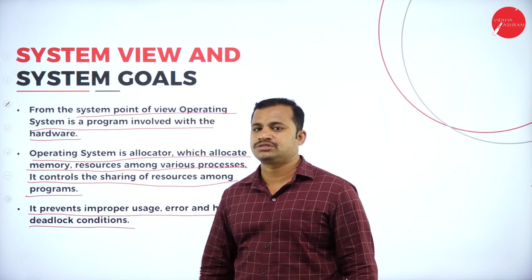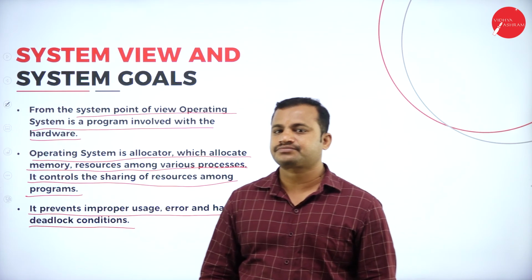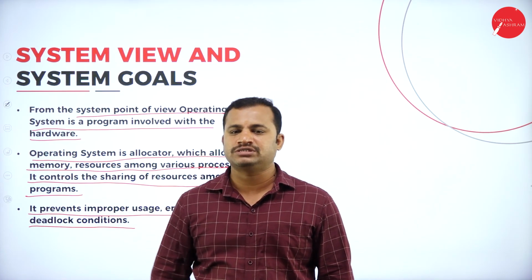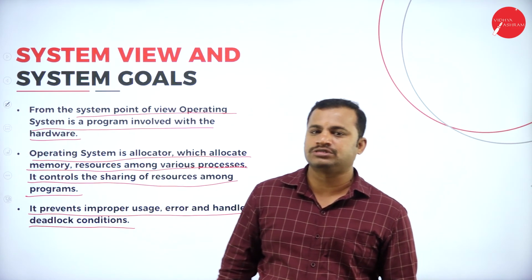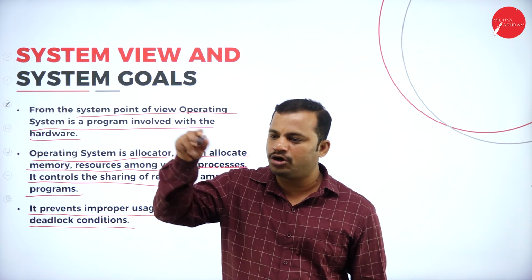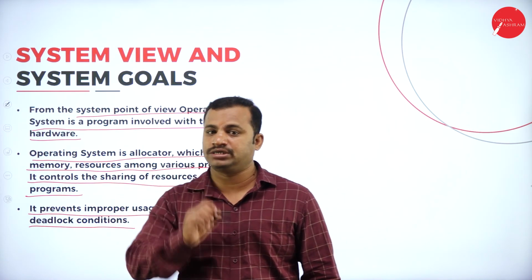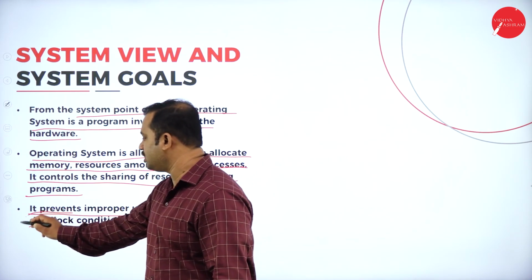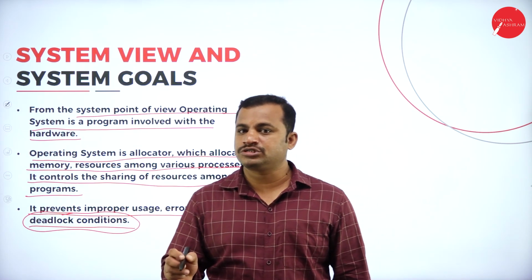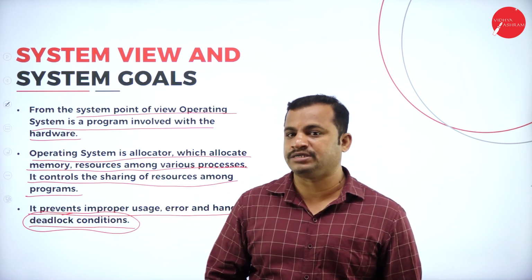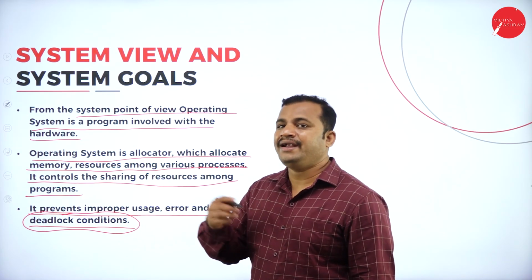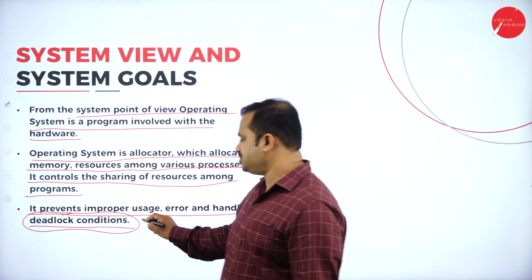The same thing I was explaining about this. That is, when the first process is waiting for the second process, the second process is waiting for the third process, then the third process is waiting for the first process. So this keeps on waiting. This situation is called a deadlock situation. These deadlock conditions are prevented if the proper usage of process management is done by the operating system. Otherwise, it is very difficult. The system will land up in a deadlock condition.